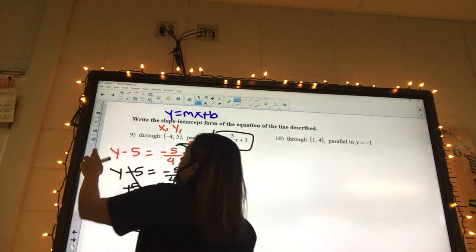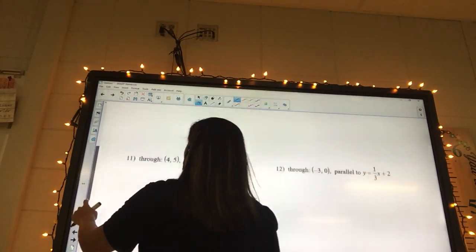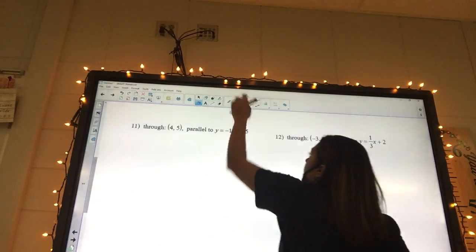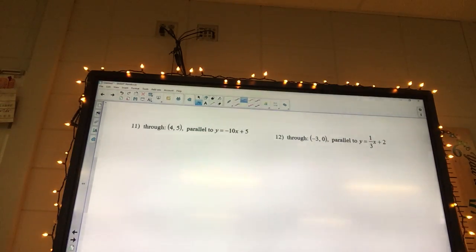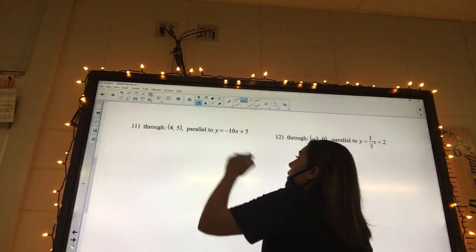Look at the next one. Okay, it says parallel. So parallel, do we keep the same slope or change it? Keep it. We keep it. Okay, so our slope is what?